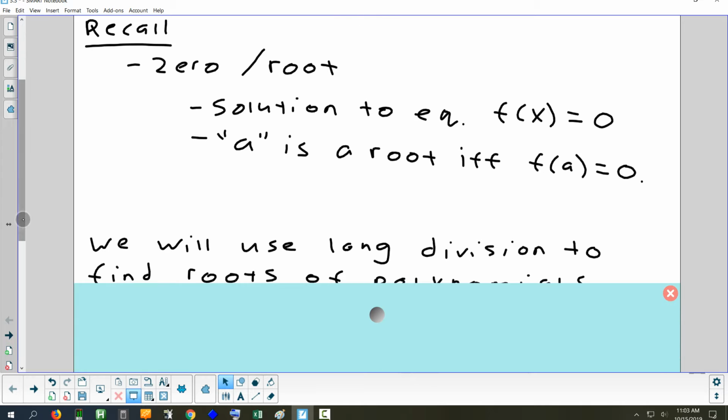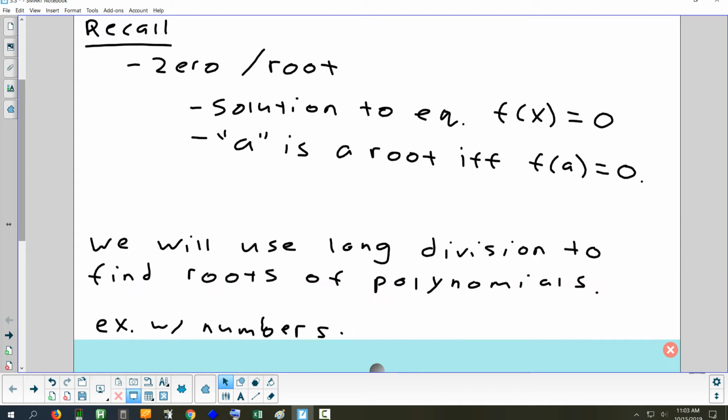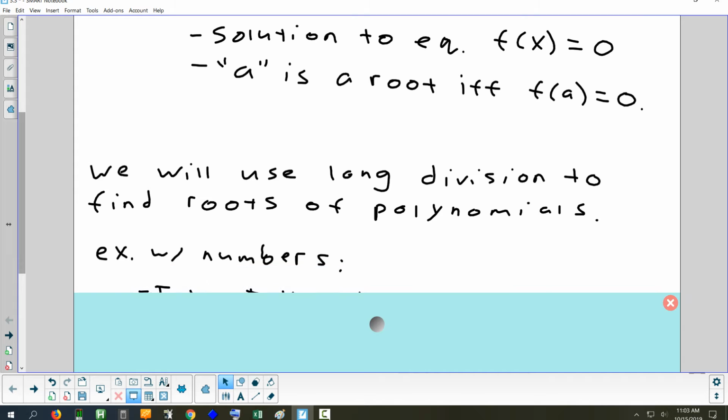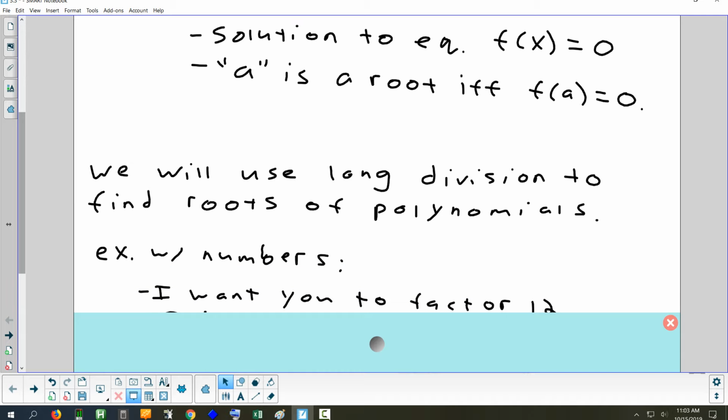Okay, so what we're going to be doing is using long division. We're not going to be doing long division with regular numbers; we're going to be doing it with polynomials. But I'm going to show you an example of what we're going to do with numbers first, so you kind of get the idea, and then we'll do it with polynomials.